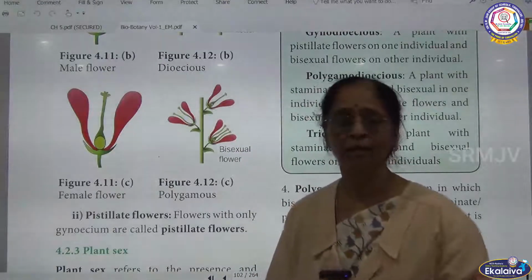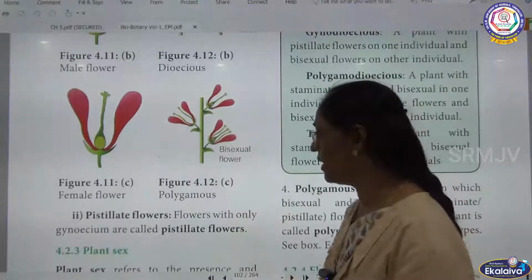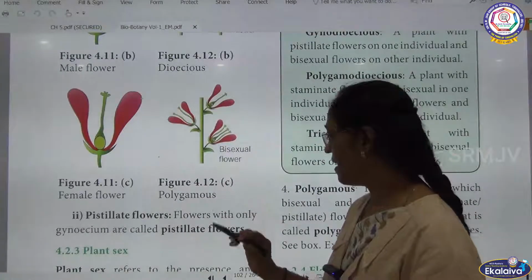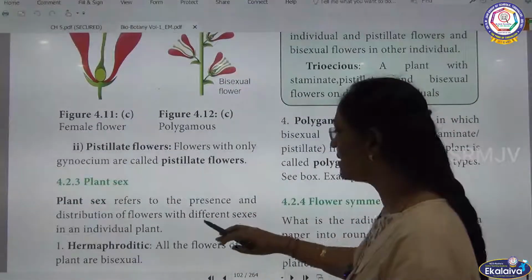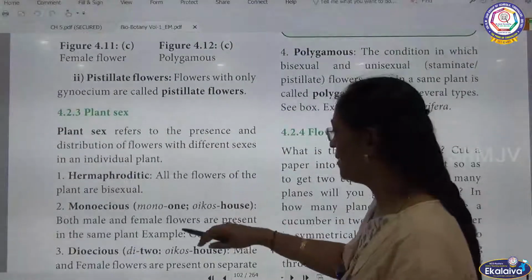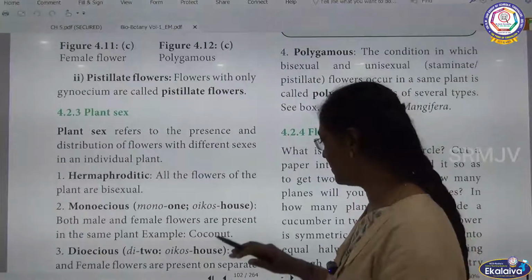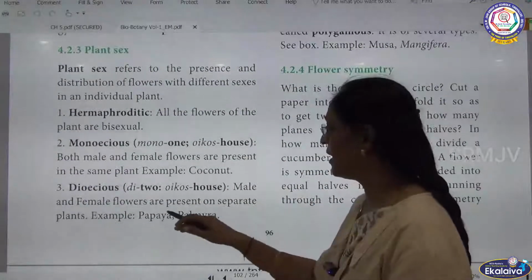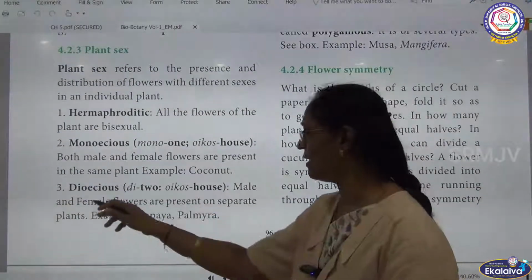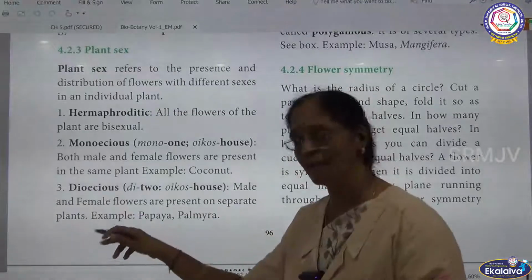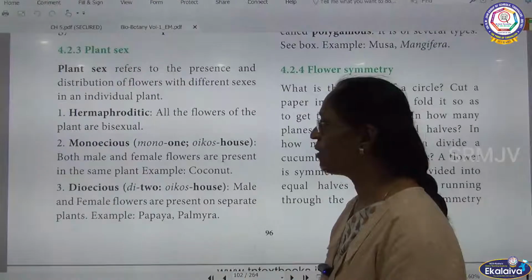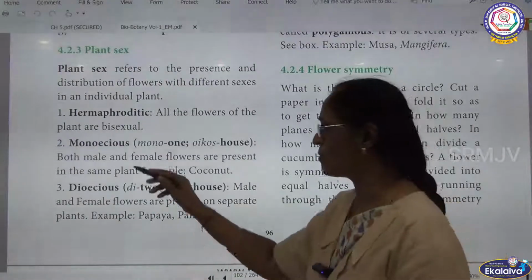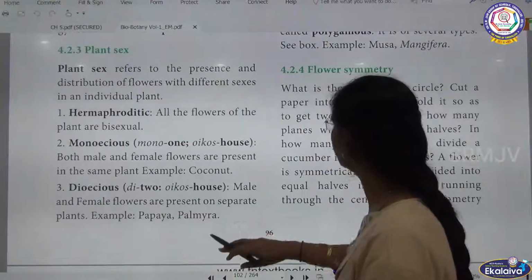You will find this in mango. So, this is what we call polygamous. You will find polygamous in musa, and monoecious plants you will find in coconut. And dioecious plants, that is, where male and female flowers are present on separate plants, you will find in papaya and palmyra. This is what we call dioecious. So, you should know about monoecious and dioecious.